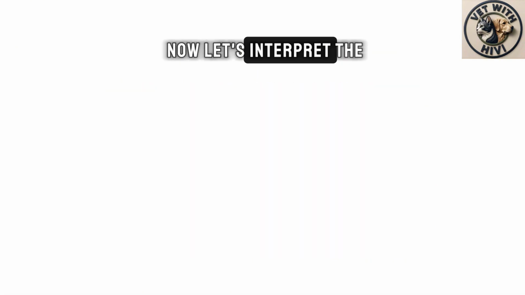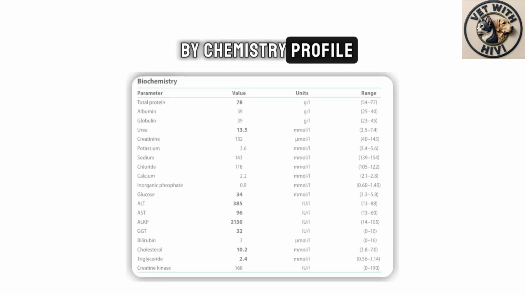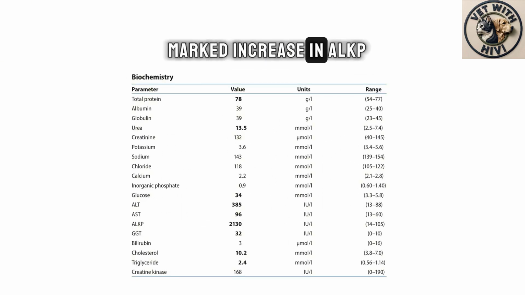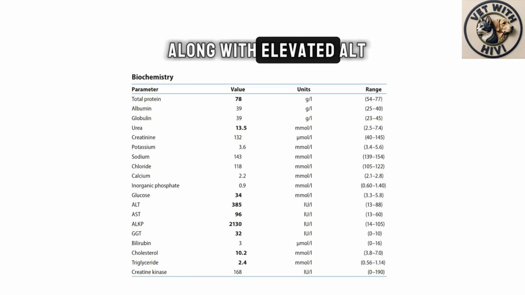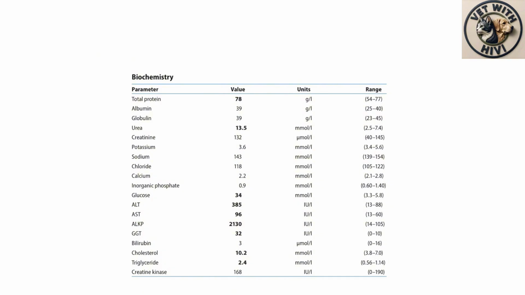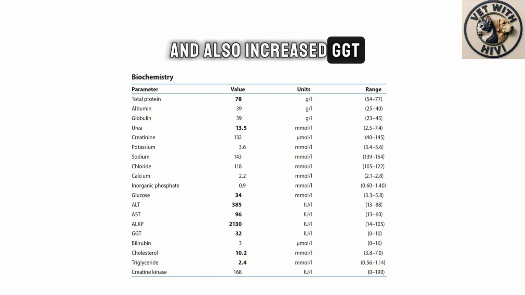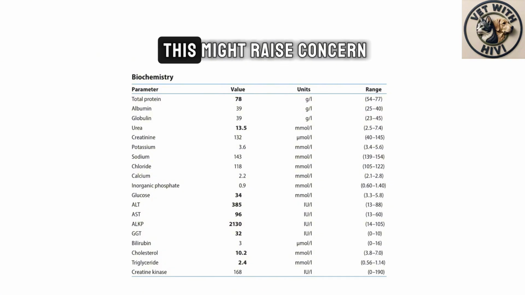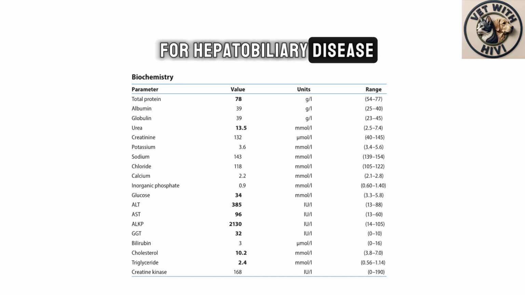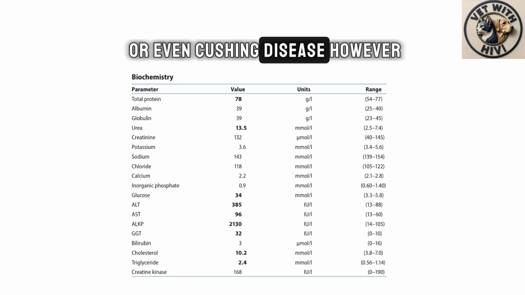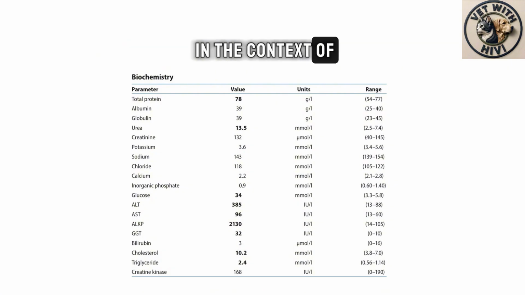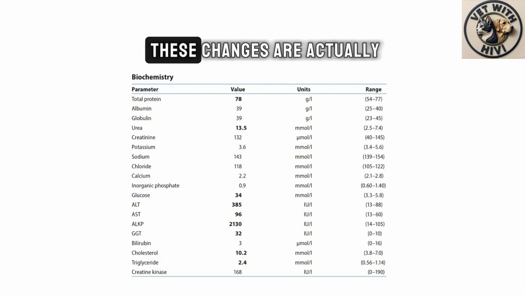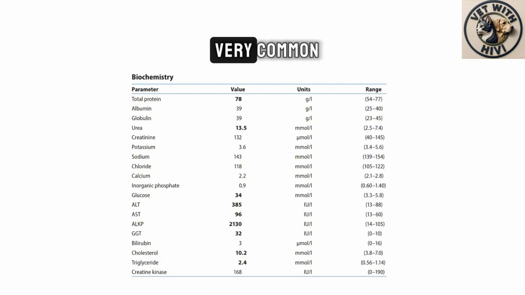Now let's interpret the biochemistry profile. We can see a marked increase in ALKP along with elevated ALT and AST, and also increased GGT. At first glance, this might raise concern for hepatobiliary disease or even Cushing disease. However, in the context of untreated diabetes, these changes are actually very common.